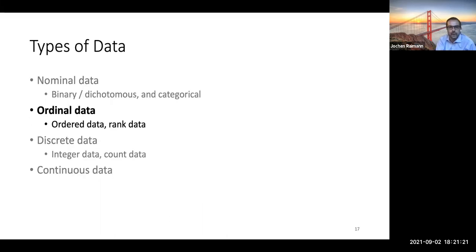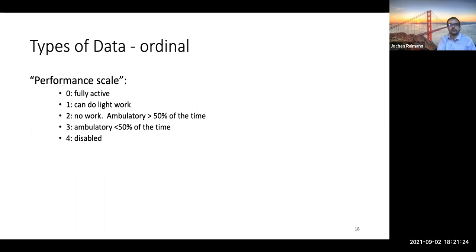It's just nonsensical. Then we have ordinal data, which is, for example, data on a performance scale, where you have fully active, can do light work, no work, ambulatory, disabled. So again, this is not strictly numerical data. It cannot be used for arithmetic approaches. It is only numbered for the purpose of ordering. Magnitude is unimportant. So you can make this 0, 100, 200, 300, 400. It's just absolutely irrelevant how you define those magnitudes.